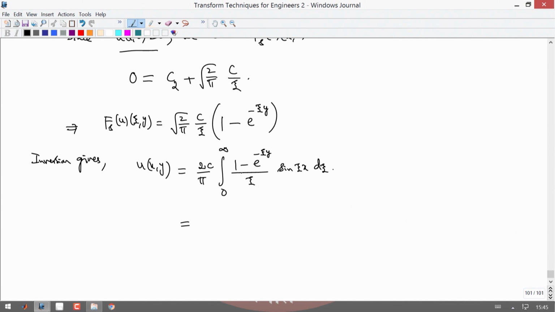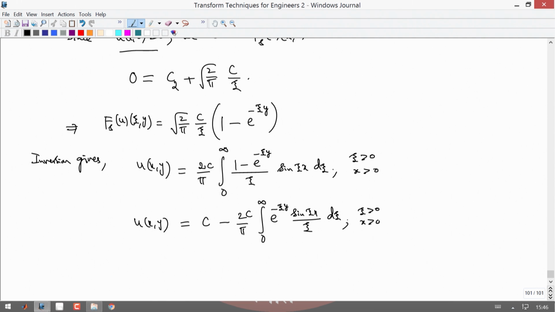You can split this into two integrals. Because x is positive and xi is positive, integral of sine xi x by xi d xi is going to be pi by 2. So the first one gives c, and the other integral is 2c by pi, integral 0 to infinity e^(-xi y) sine xi x by xi d xi. This is exactly u(x, y) for y positive and x positive.